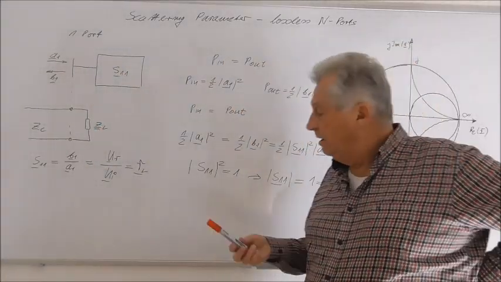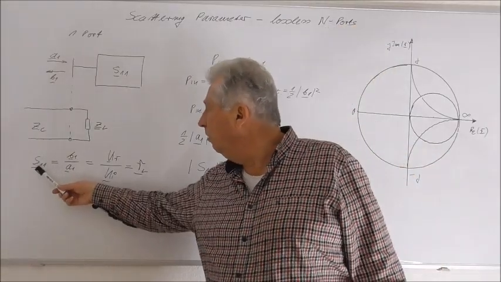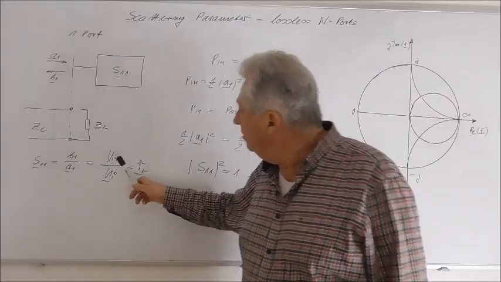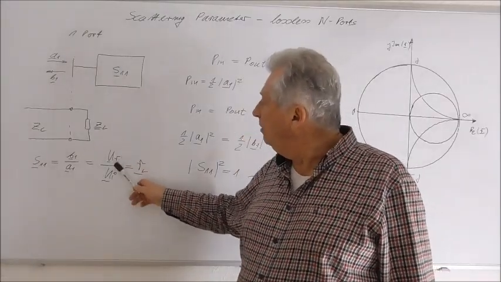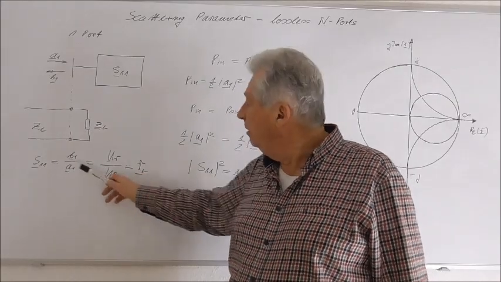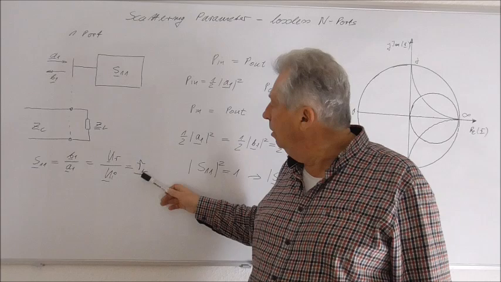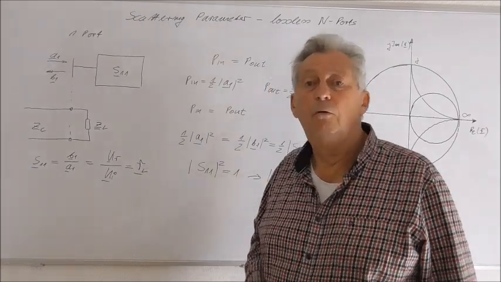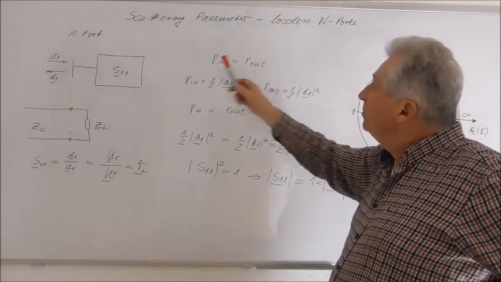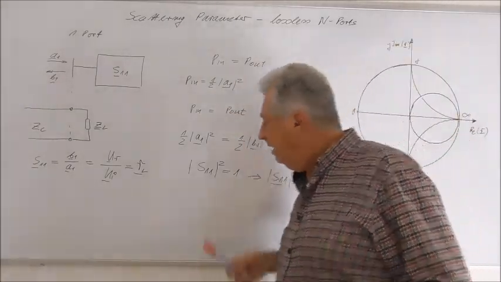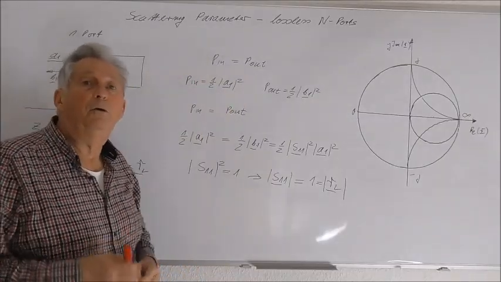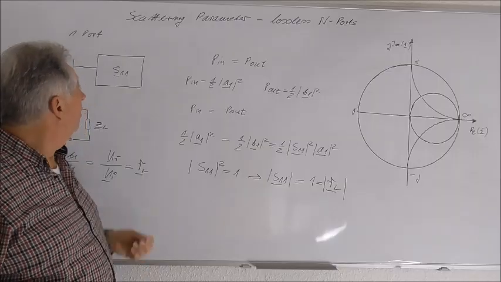And we already discussed that in this case, S11 is given by B1 over A1, which is identical to the reflected wave in this plane with reference to the incident wave. So S11 is equal to the reflection coefficient we already discussed in a lecture before. So if I have a lossless one port, now I must say the input power will be equal to the output power because there are no losses in our one port.